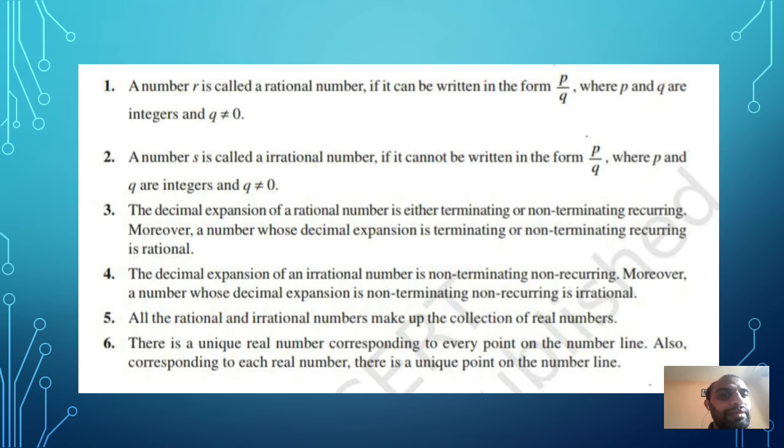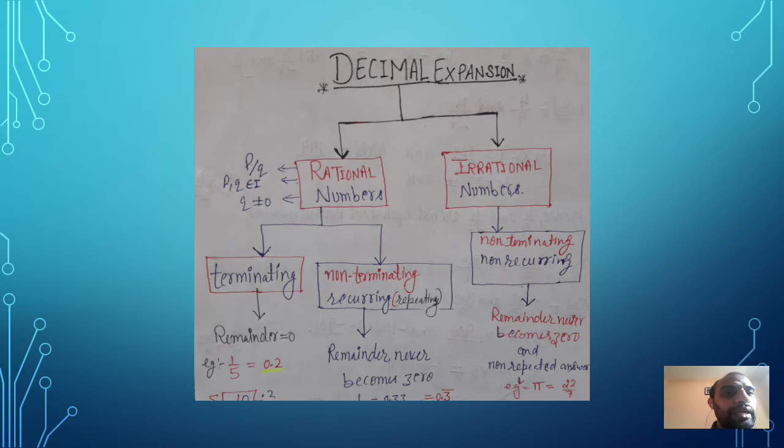Then we studied decimal expansion in the form of terminating, non-terminating, and recurring decimals, and after that we studied real numbers. Real numbers are the combination of rational and irrational numbers, or simply we can say all rational and irrational numbers make up the collection of real numbers. Then we have one more property, that is how to represent a real number on the number line, which we did by the magnification method.